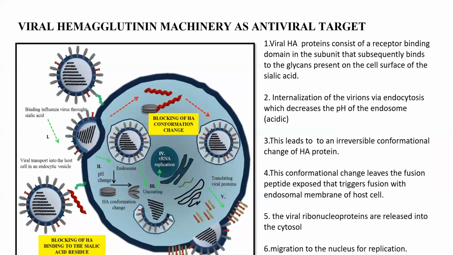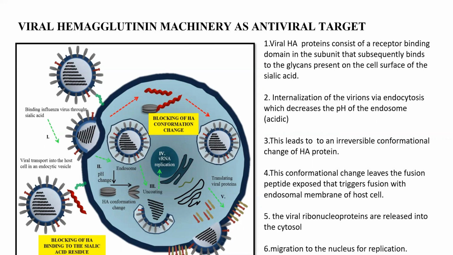So first and foremost, as I said, the viral hemagglutinin machinery as an antiviral target. This particular machinery has been targeted as an antiviral mechanism by the research community to provide medicines, provide drugs to combat the influenza A virus on the whole.